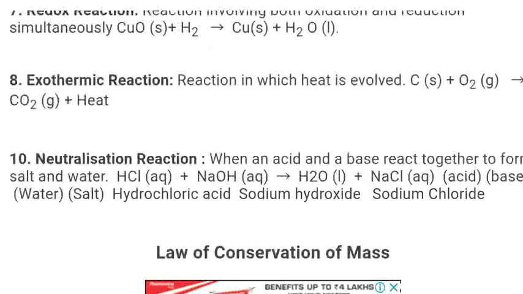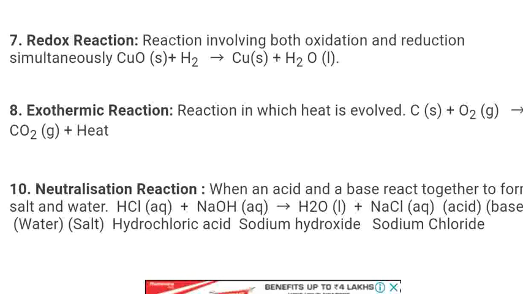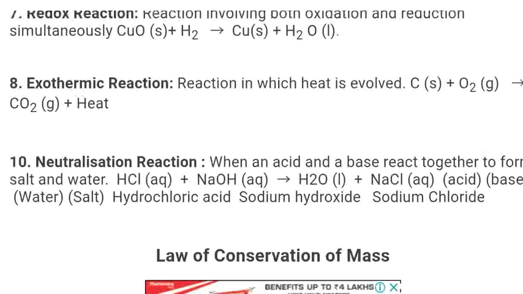Next one is exothermic reaction. Exothermic reaction is a reaction in which heat is evolved. Exothermic reaction is a reaction in which two substances react to release heat and form another compound. For example, carbon and oxygen react. If we burn carbon in the presence of oxygen, then CO2 gas is evolved. Along with that, heat is also released.